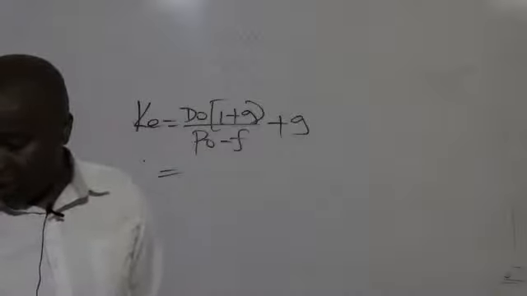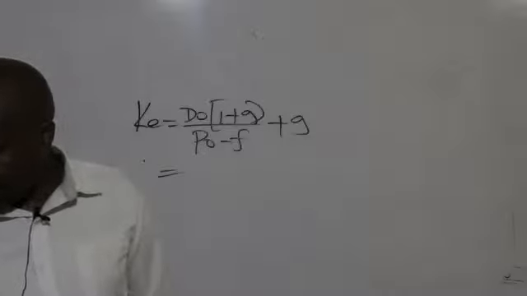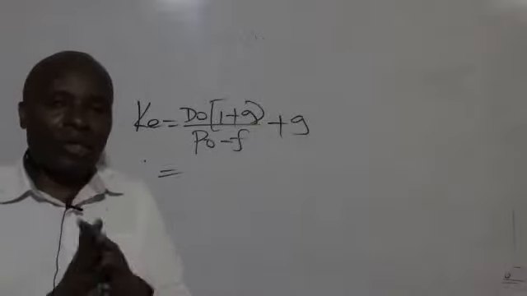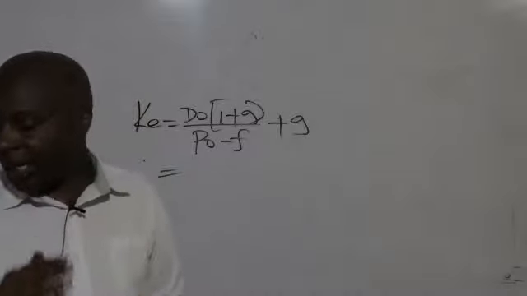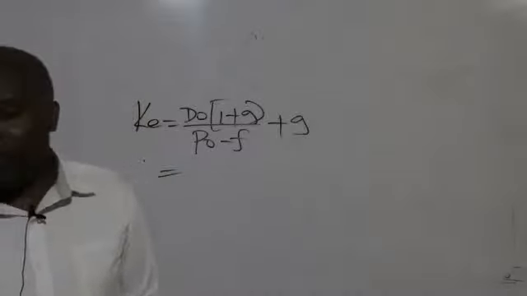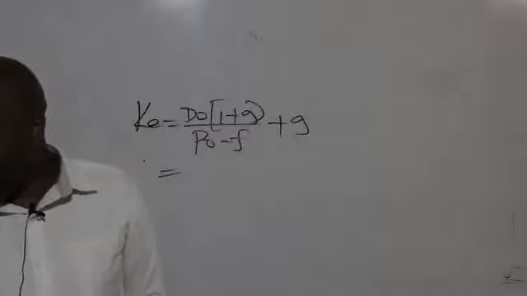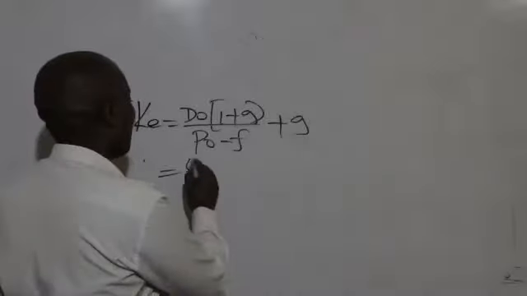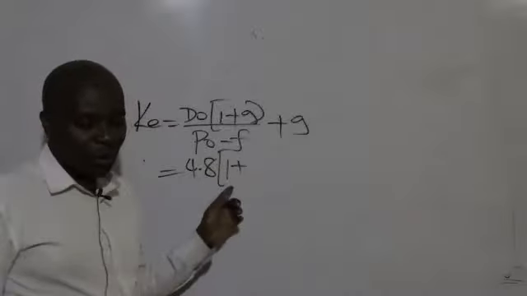Is there somebody who is able to see D0 anywhere? Yes, I am able to see D0. D0 is the most current dividend. They have given me four of them, and the most current dividend is the one given in note 4. The most current dividend of 2018 is 4.8. So 4.8 into 1 plus the growth rate of dividends.